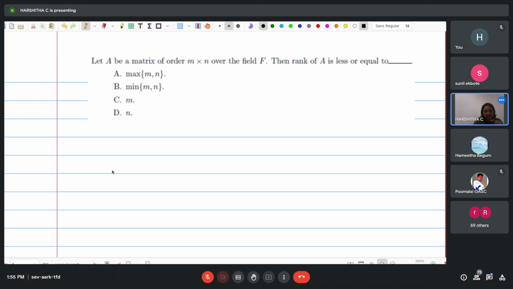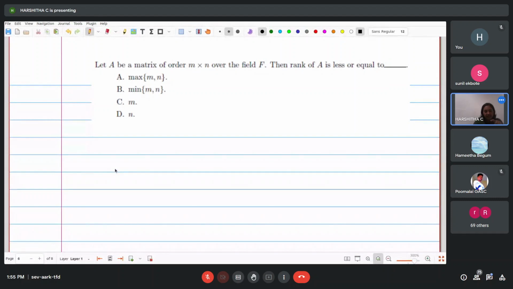Look at this. Let A be a matrix of order m cross n over a field F. Then rank of A is less than or equal to the minimum of m comma n. Exactly, it is the minimum of m comma n.